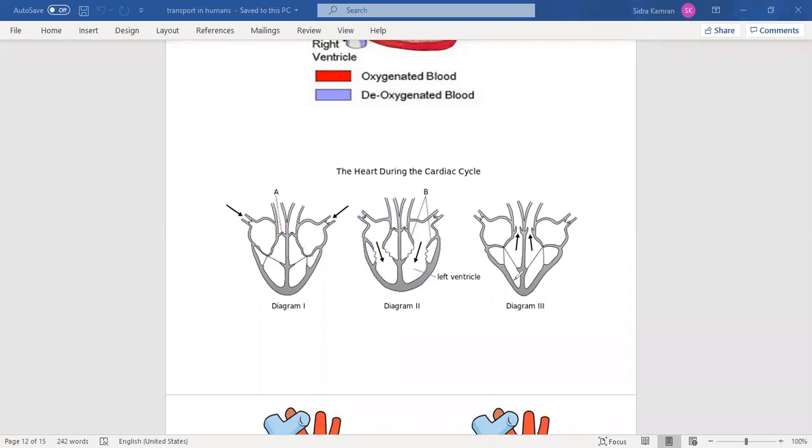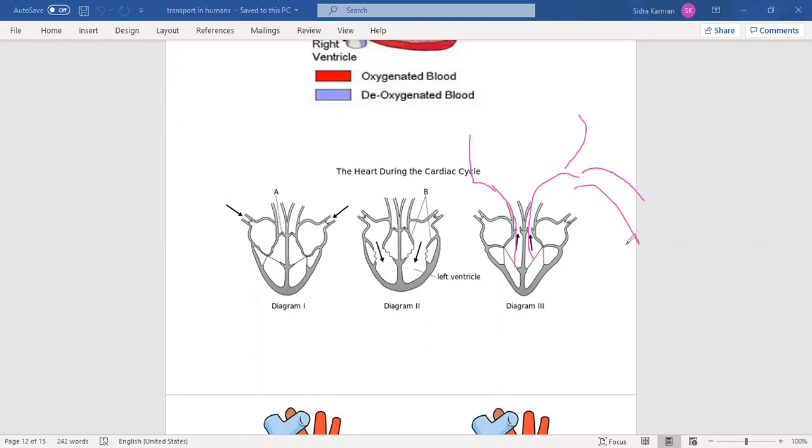When both the ventricles contract, the blood goes towards the aorta on the left side, and on the right side the blood goes towards the pulmonary artery. Through the pulmonary artery, blood goes towards the lungs, and through the aorta, blood goes to the whole body. The blood is basically oxygenated. So in this way, the heart pumps the blood.